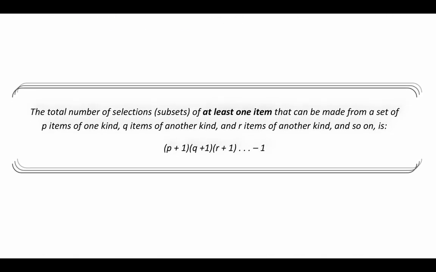Here it is. The total number of selections or subsets of at least one item that can be made from a set of P items of one kind, Q items of another kind, R items of a third kind, and so on and so forth, is P plus 1 times Q plus 1 times R plus 1, all the way up to N plus 1. And then we subtract off the null set if we don't want to include the null set. Of course, we wouldn't subtract it off if we didn't. Nothing is a viable option. Yes.